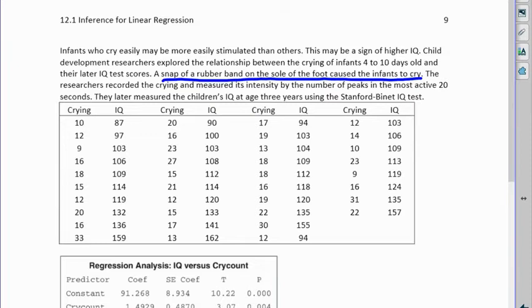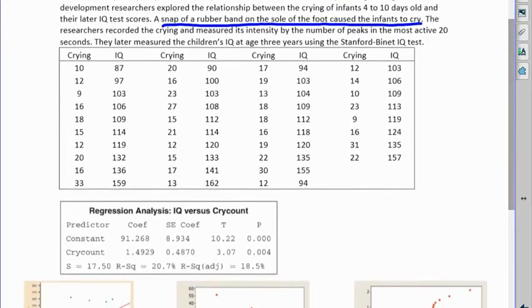And so they snapped a rubber band on the sole of the foot of these babies and saw if the babies were crying. And then 3 years later, they examined these same babies to see what kind of IQ score they had. So they're trying to see, is there some kind of a relationship between these two things? We can't prove causation, but we're just seeing if there's a relationship.